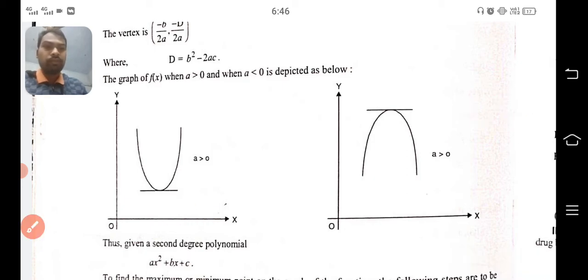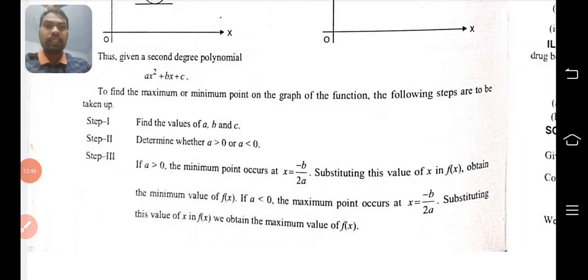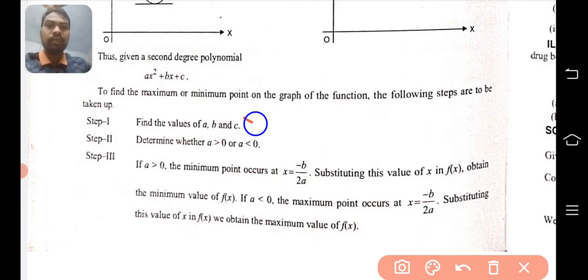Next, whenever we are going to find the minimum value and the maximum value of a function, there are the following steps to be taken. The first step is to find the values of a, b, and c. The next step is to determine whether a is positive or negative. If a is positive, then the point occurs at x equal to minus b divided by 2a. That should be a minimum point.